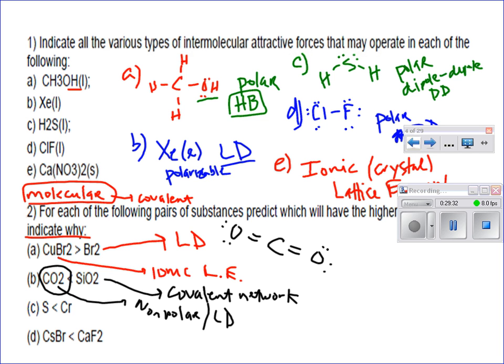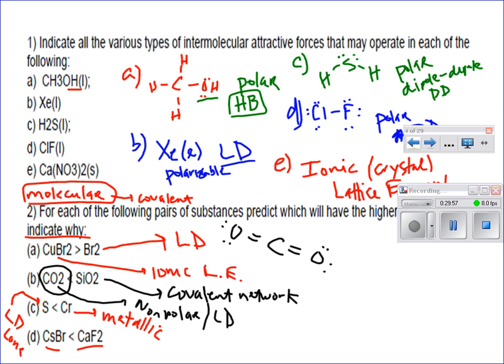Chromium versus little bitty sulfur. Sulfur seems to melt a lot easier than chromium. What is sulfur? London dispersion, because it's a lone atom, right? Versus chromium, what type of bonding does it have? Metallic. Good. Metallica. Just kidding. Ooh, tricky.